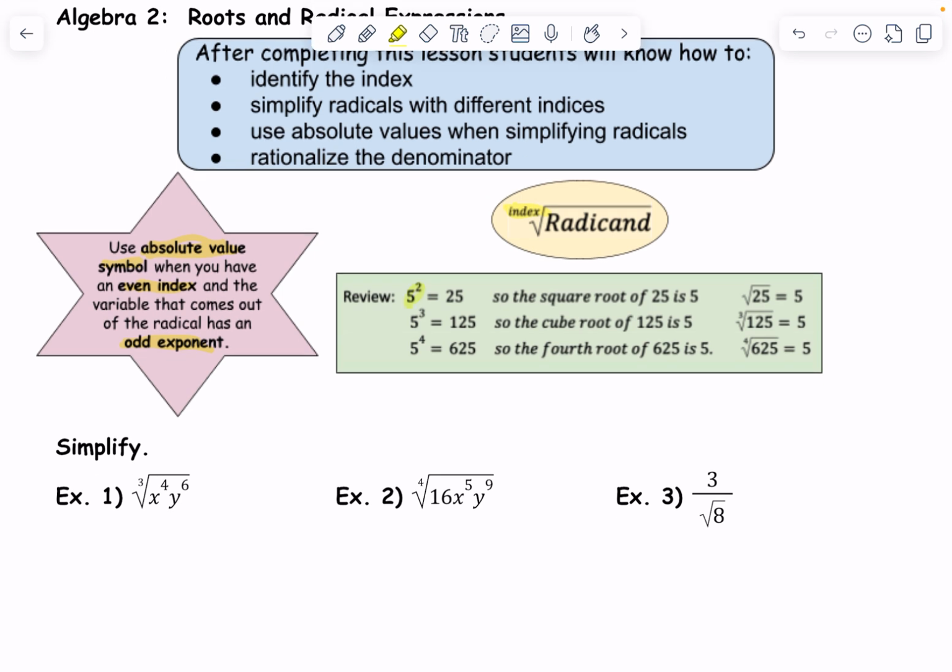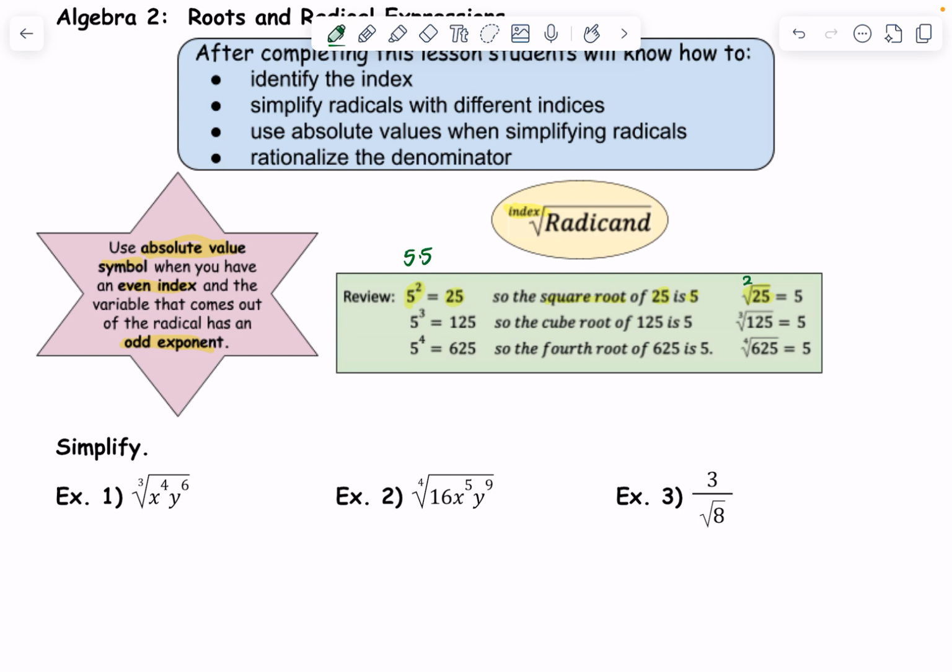If I knew that 5 squared was 25, then when I take the square root of 25, I would get 5. Now you can see there's no index, and when there's no index, there's a 2. So this says I need 2 of the same thing to come out. Well, 5 squared is 5 times 5, so that's 2 of the same thing, right?